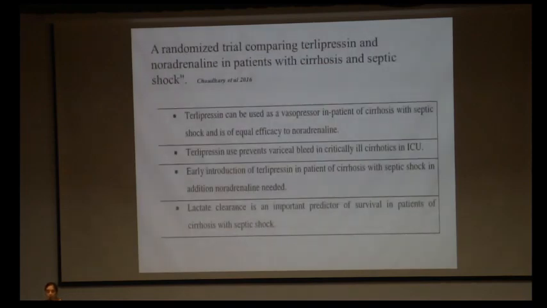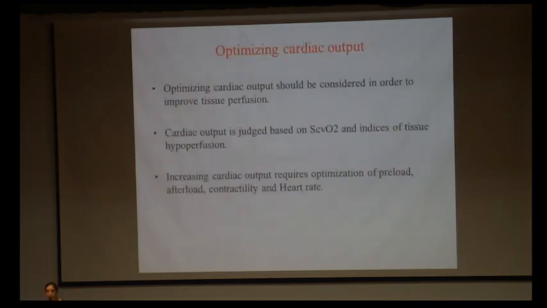This is a study which has been done in ILBS, where terlipressin and noradrenaline were compared in patients with cirrhosis and septic shock. In this study too, the macrocirculatory as well as the microcirculatory parameters were compared, and it was found that terlipressin is equally good for lactate clearance in patients with liver disease. So optimizing cardiac output requires optimizing the preload, which is by your IV fluids, the afterload by manipulating your vasopressors, and contractility and heart rate.